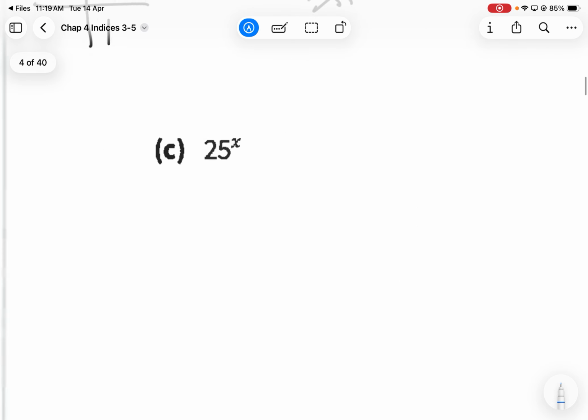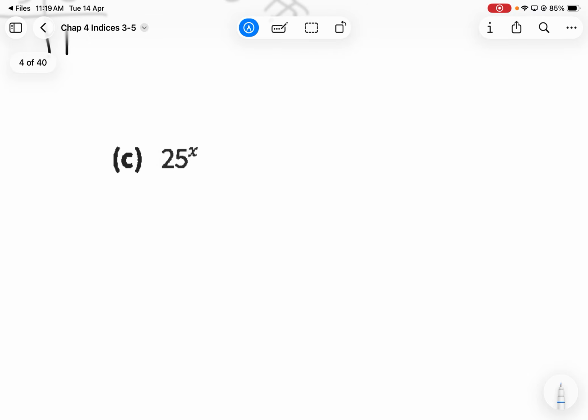Okay? Okay. 25 to the power of x. We must first... Okay. 25 is not a prime number. We want the base to be a prime number.